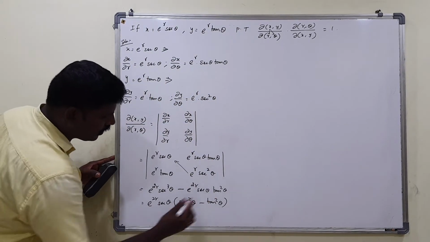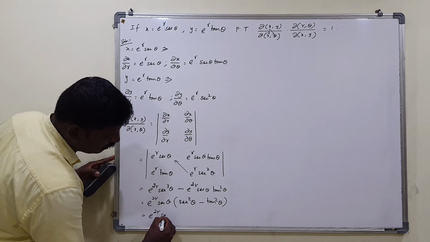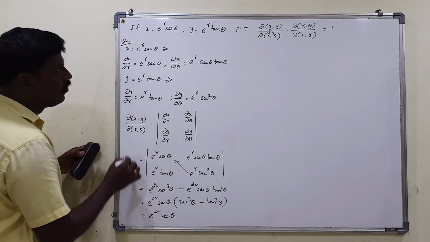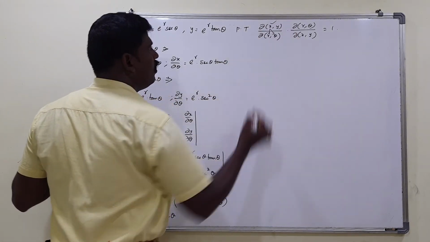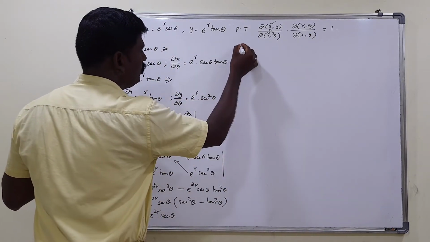It is 1. So we can leave it. So e power 2r into secant theta into 1. That is e power 2r into secant theta is the value of the first one. So now I find out the first value. Now let us go to find the second one.